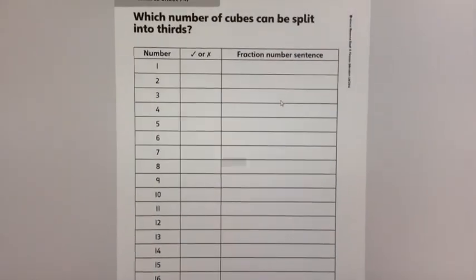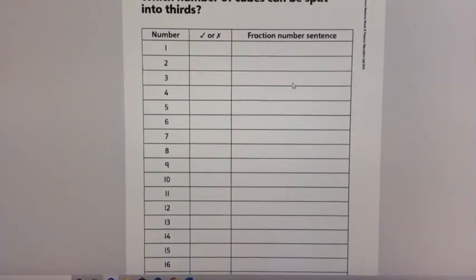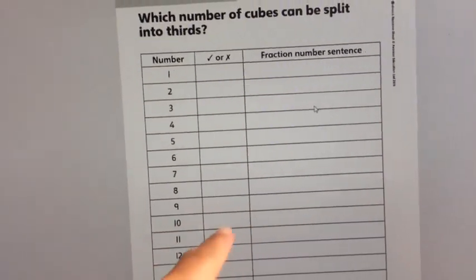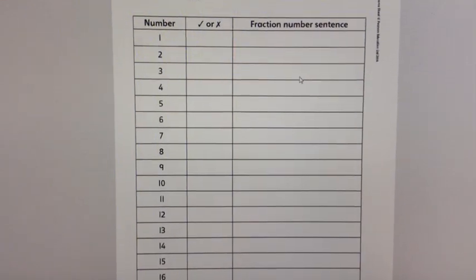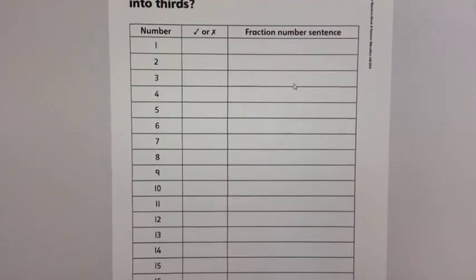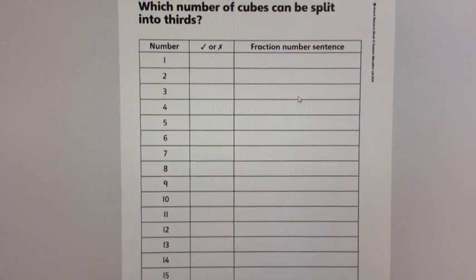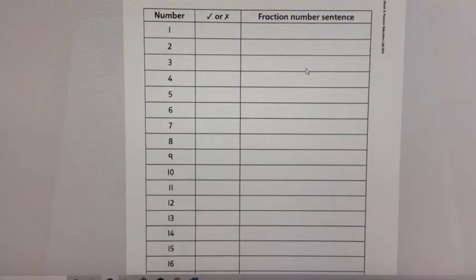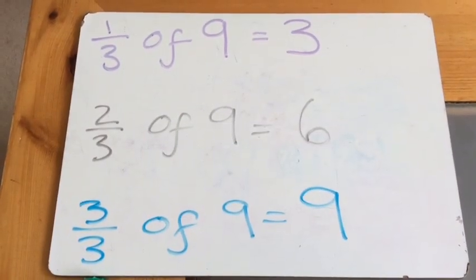So look back at this chart that you did, and all the numbers that you ticked, you need to work on squared paper and find 1/3, 2/3 and 3/3 of that number, like I just did with the number 9.